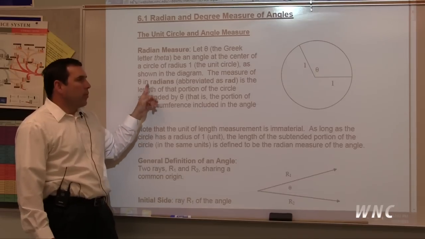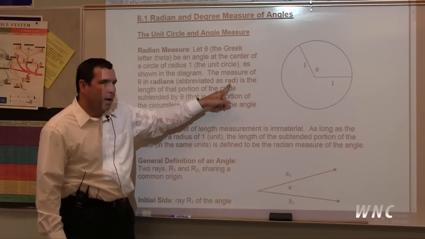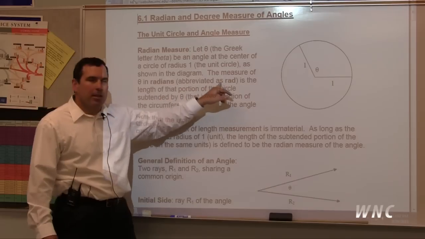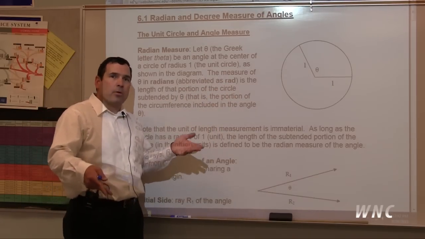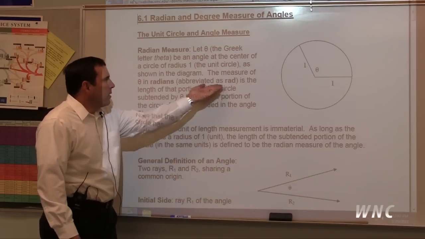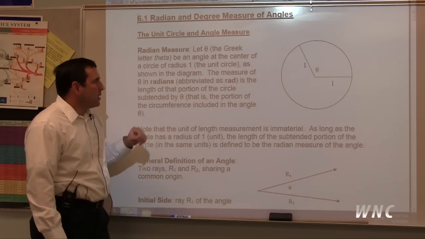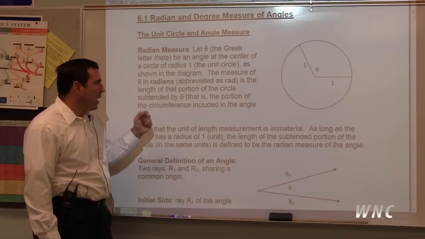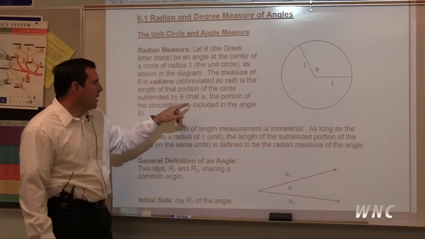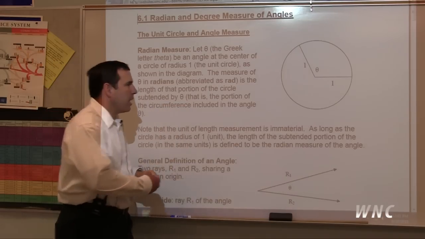The measure of theta in radians, abbreviated as rad, and if you look in your calculator, the TI-89, the TI-83, the TI-84, they all have the option to go into radian measure. So RAD stands for radians, is the length of that portion of the circle subtended by theta, that is the portion of the circumference included in the angle.